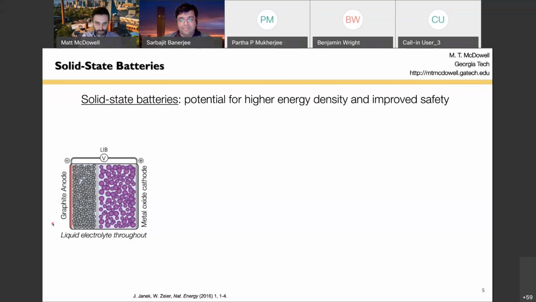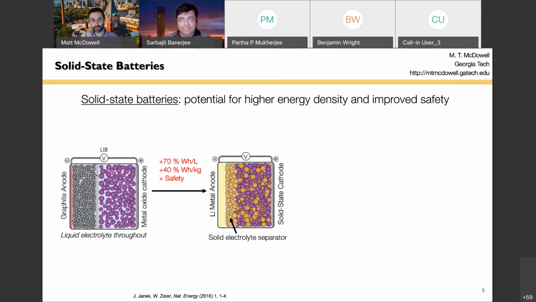So the whole idea of solid state batteries is we remove this liquid that's everywhere. We remove it entirely, and we replace it with a solid material that still conducts ions. So the key is the liquid electrolyte has to conduct ions. So this is a schematic of a solid state battery. You can see that there's the solid electrolyte separator that's separating what I'm showing now is a lithium metal anode and a composite oxide cathode.